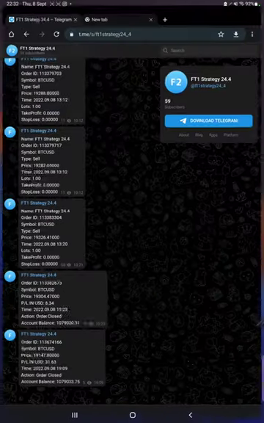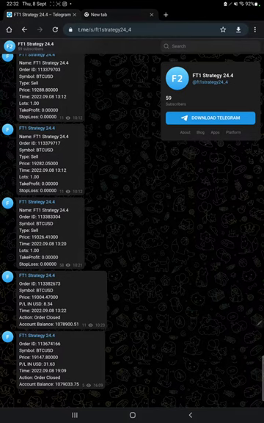Also, the MT4 to Telegram option is connected, so by following FT1 strategy 24_4, you can stay updated on each trade we have taken here, and it can be verified with the order ID.